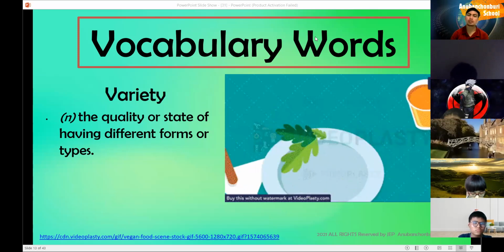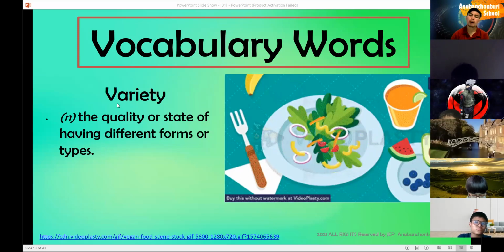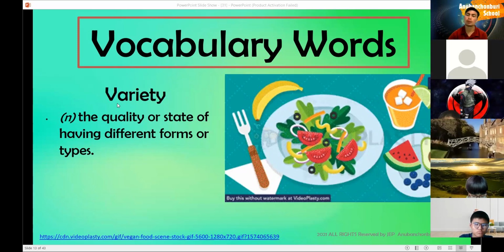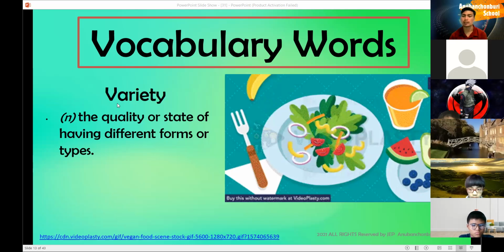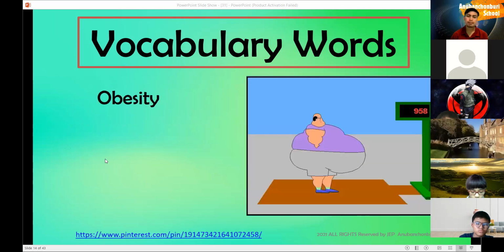So when you mention a lot of different types, you can say variety. A variety of food, for example. We need to eat a variety of food every day. We should not eat fried chicken always. There should be a variety, including fruits and vegetables. We need to eat different types of fruits and vegetables every day.